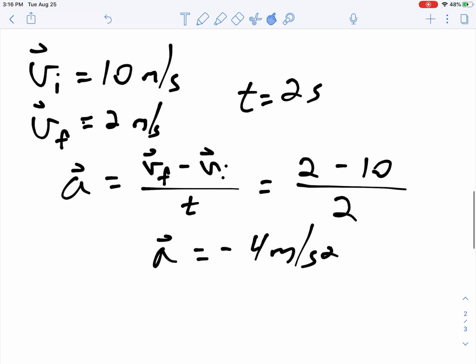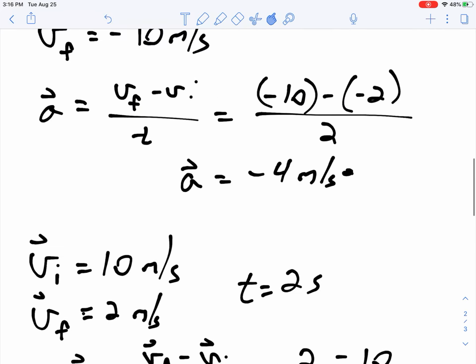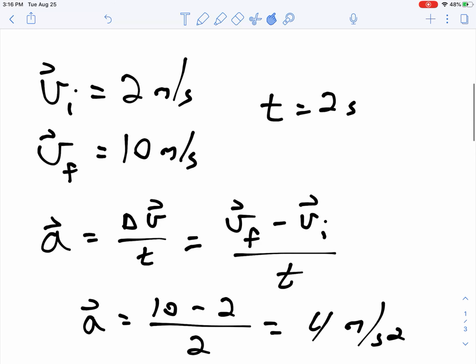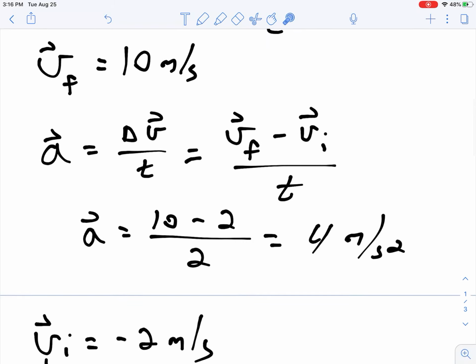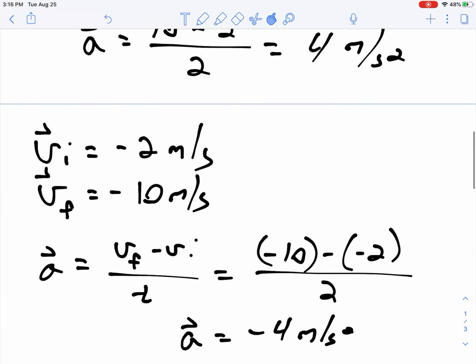Let's look. In this case, let's go to this example. In this case, I started off at 2 meters per second. I finished at 10 meters per second. My velocity went from positive 2 to positive 10. My velocity increased in the positive direction. My velocity changed in the positive direction. It got more positive. So my velocity changed in the positive direction, and sure enough, my acceleration was positive. That's the direction the velocity changed.